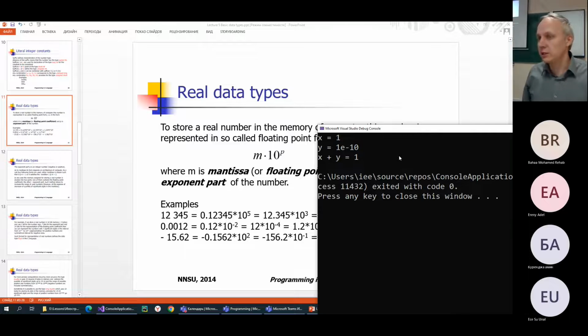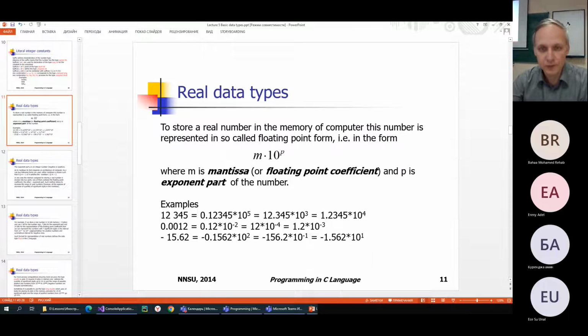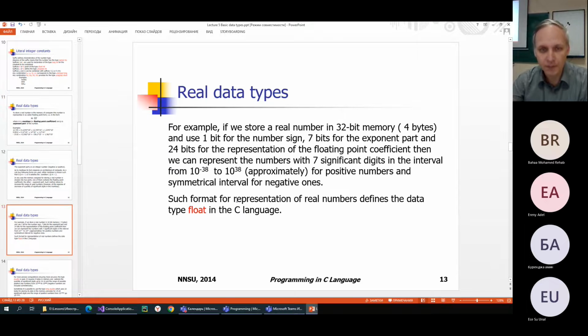So the feature is that we can represent this number in the computer, but when we try to add this very small number and a relatively large number such as 1, we get 1. The result is 1, because the number of digits after the decimal point is, oh sorry, 7 for the type float.